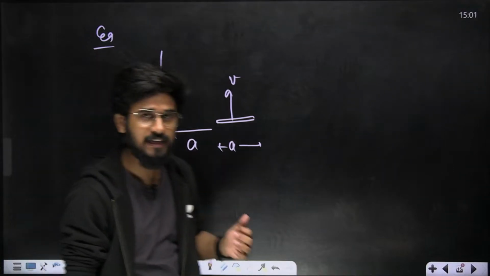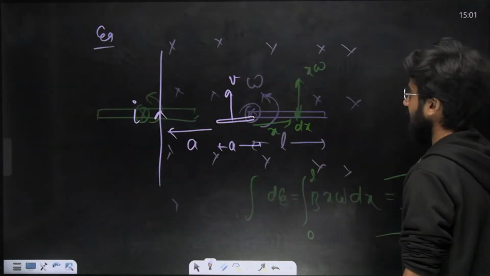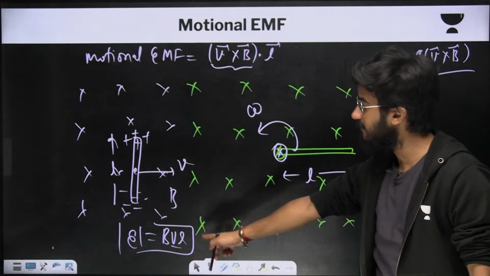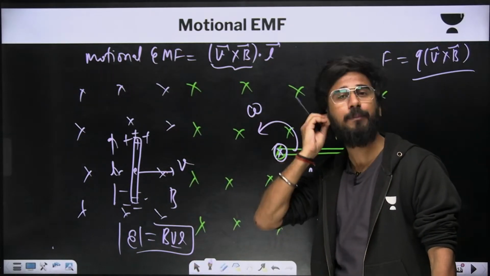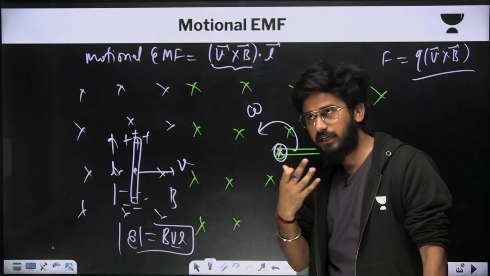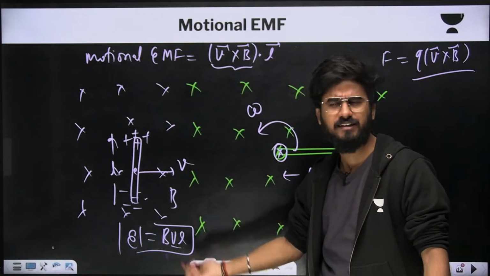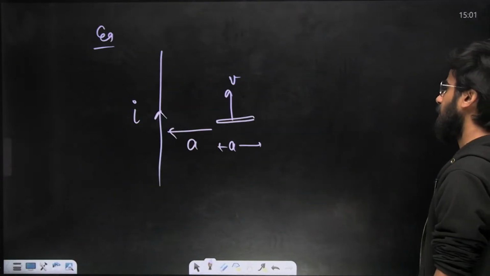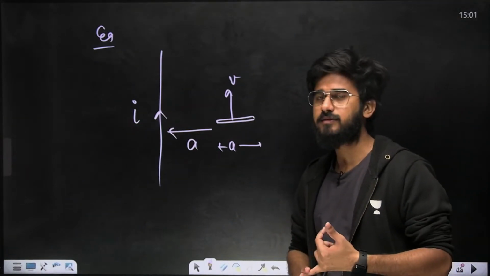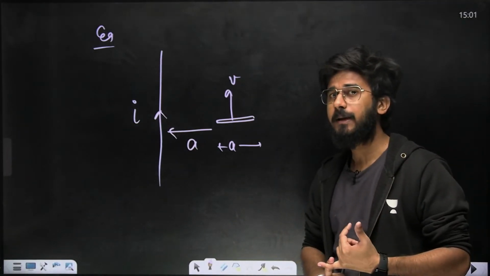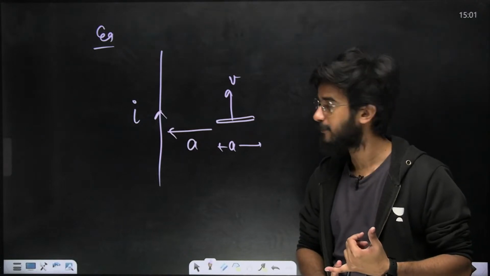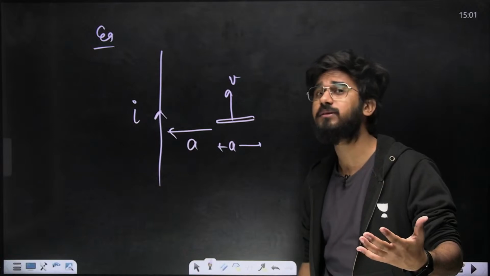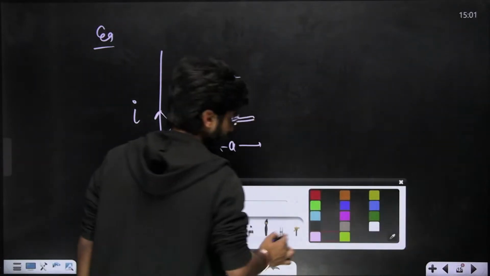First of all, let me tell you one thing: the formula we have derived, BVL, is simply for when the magnetic field is constant, velocity is constant, and length is constant. But in this case, velocity is constant, length is constant, but the magnetic field is not constant, right? So if the magnetic field is not constant, we'll have to think about something else. How will we tackle this particular problem?